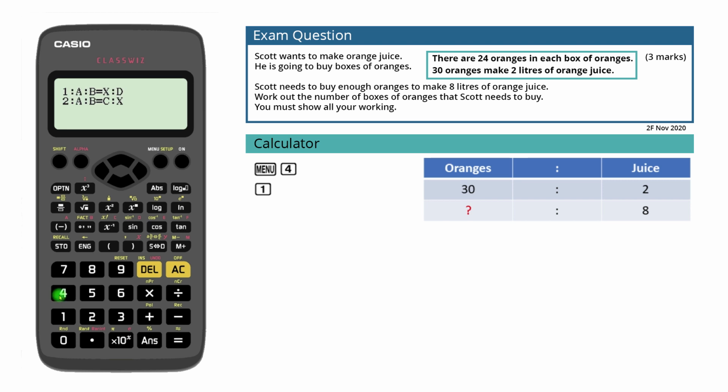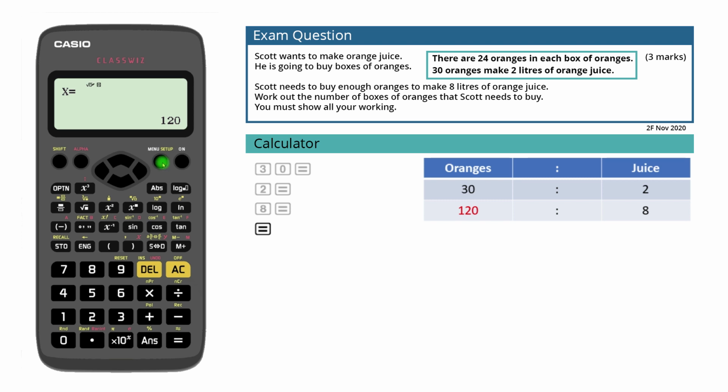The unknown number is the first number in the ratio, so for this we'll choose option 1. Enter the known ratio 30 and equals for the first number. Then enter 2 and equals for the second number. The calculator moves to the second ratio. We can enter 8 and equals and then solve the ratio by pressing equals. So we now know that Scott needs 120 oranges.